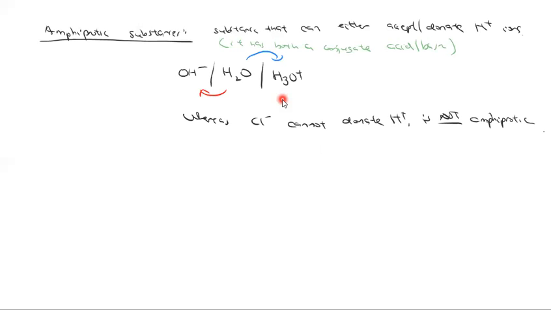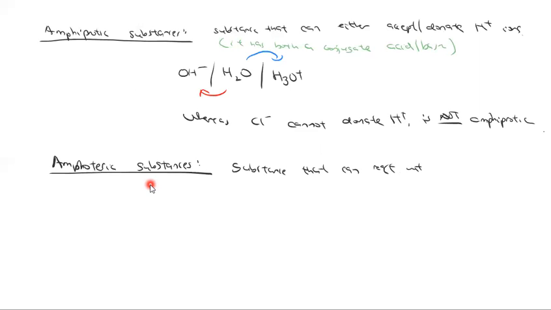Now, there is often a confusion between amphiprotic and amphoteric. I suppose because the words look kind of similar, and also because their concepts are sort of similar as well. But essentially, an amphiprotic substance is a substance that can either accept or donate an H plus, whereas amphoteric is simply a substance that can react with an acid or a base.